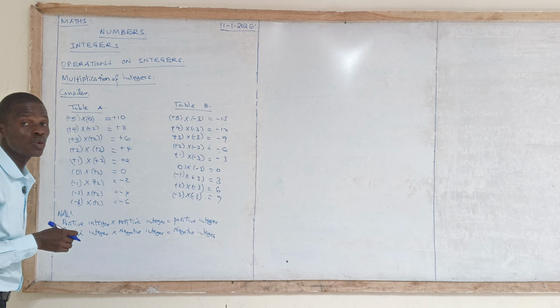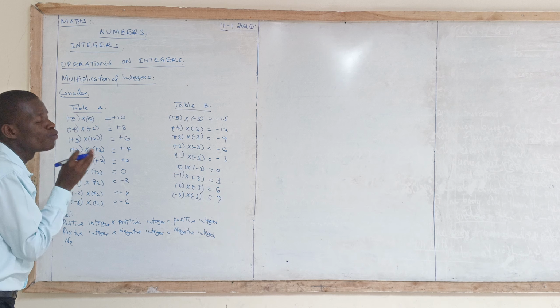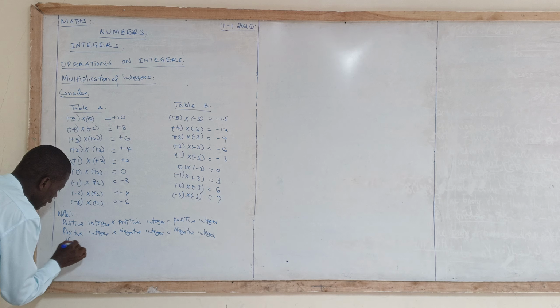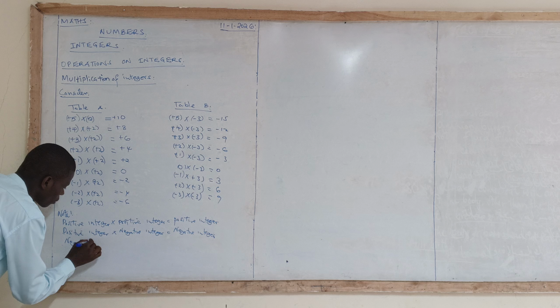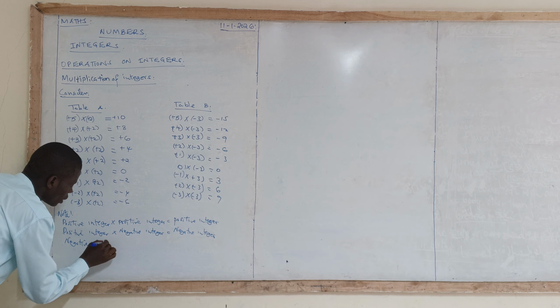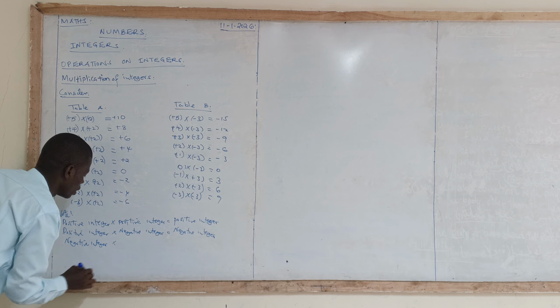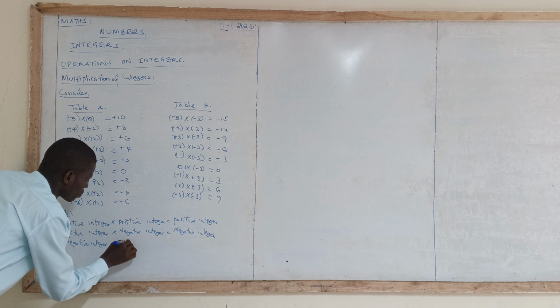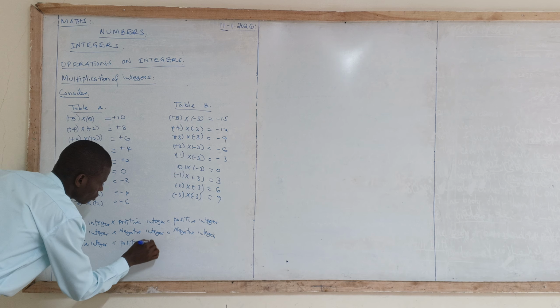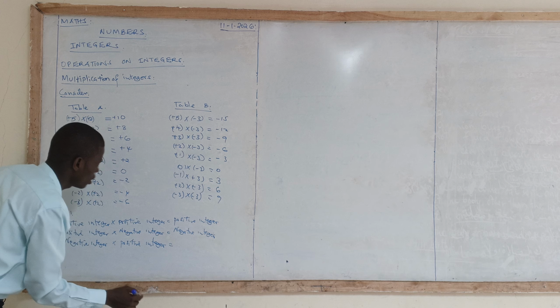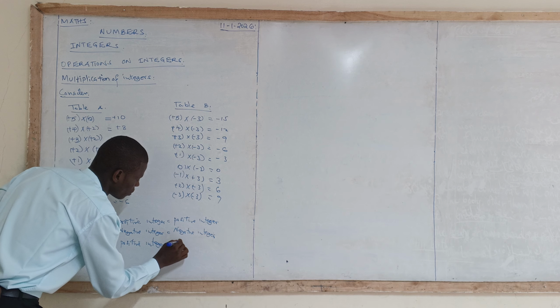So I never wanted you to cram. Don't cram mathematics, but follow the pattern. It will give you the right answer. Negative integer times negative integer times positive integer. What is our answer? Times positive integer, our answer is still negative integer.